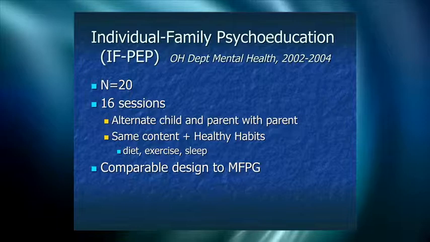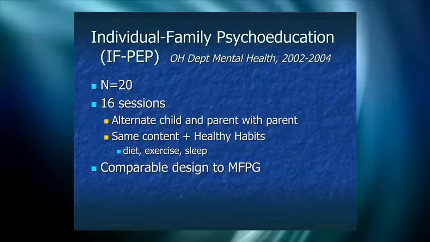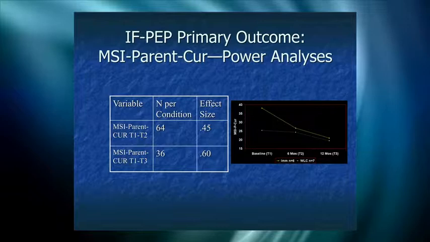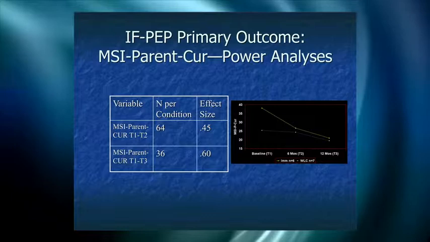We had pretty much the same content of the MFPEP, but also added in healthy habits, where we look at diet, sleep, and exercise with a comparable design. And what you see here is even when you have a small sample size, you can randomize, but our baseline, they were not similar on severity. So our immediate treatment group were more severely impaired, and you see a nice decline over time, baseline, 6 and 12 months, and there's our waitlist group. So we had reasonable effect sizes.